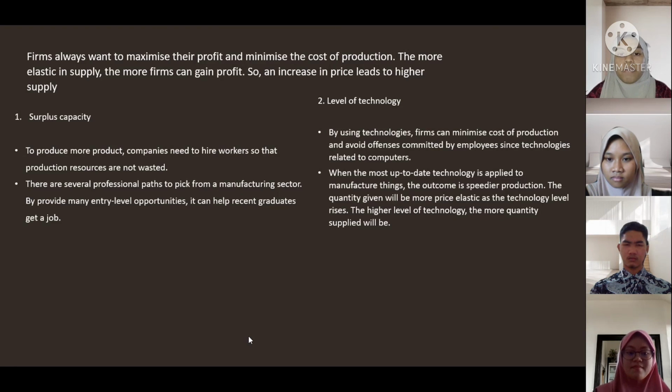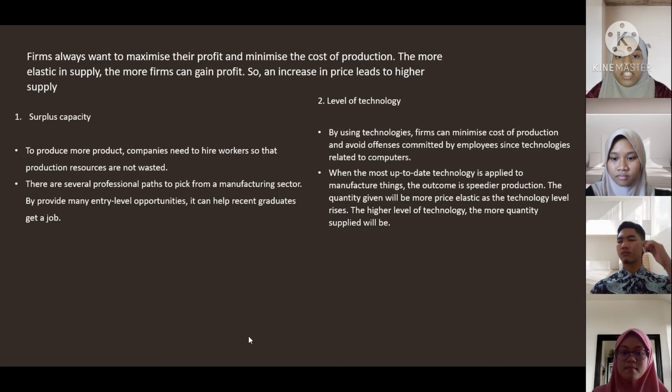Next, level of technology. By using technology, firms can minimize the cost of production and avoid offenses committed by employees, since the technology is related to computers. For example, agriculture scientists and farmers have been working out ways to boost crop output, consume less water, and lessen negative environmental impact using artificial intelligence, blockchain software, gene manipulation, and other methods.